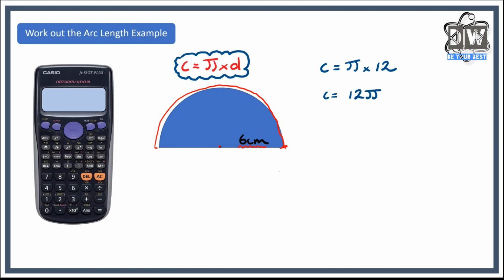Now to get 12 pi in your calculator, we'd put 12, and then shift, and then the pi button, which is down here. Can we see that? It's just that symbol there. That's the reason why we press shift, because we need to go into those second function buttons there. So we're going to get that on.